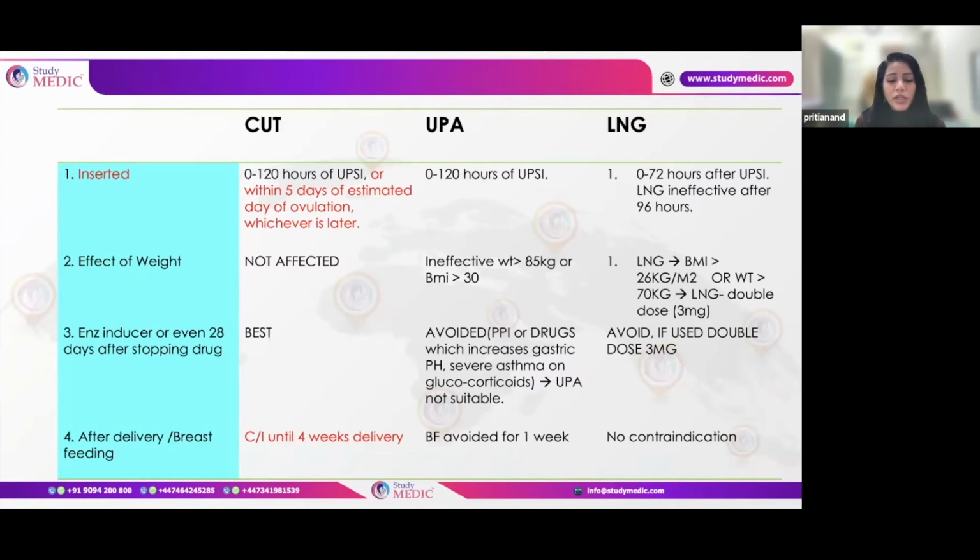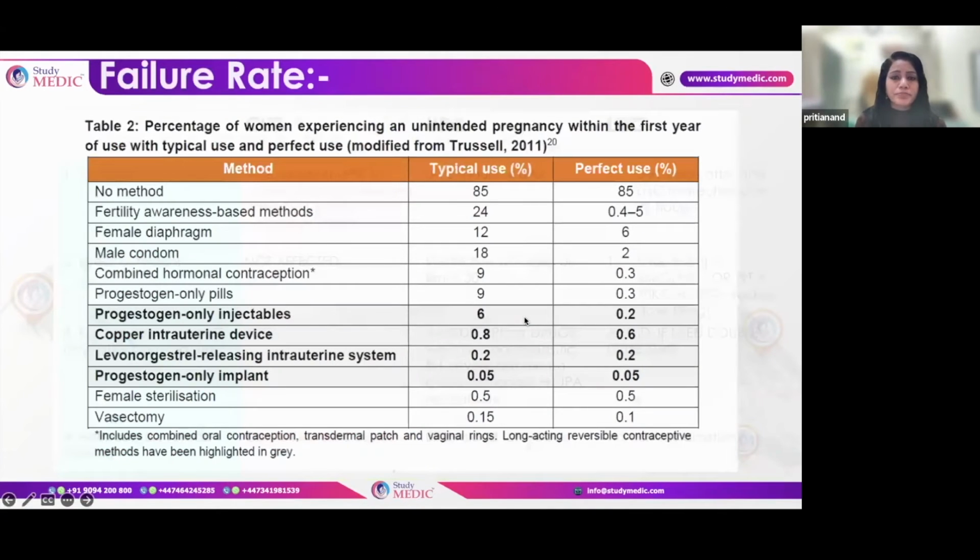After delivery and in breastfeeding, for up to 28 days postpartum, copper T is absolutely contraindicated. If you are planning to give UPA to any patient who is postpartum as an emergency, she has to avoid breastfeeding for 1 week. So as far as possible for breastfeeding mothers, UPA is never a good option. LNG has no contraindication, so it can be given anytime.